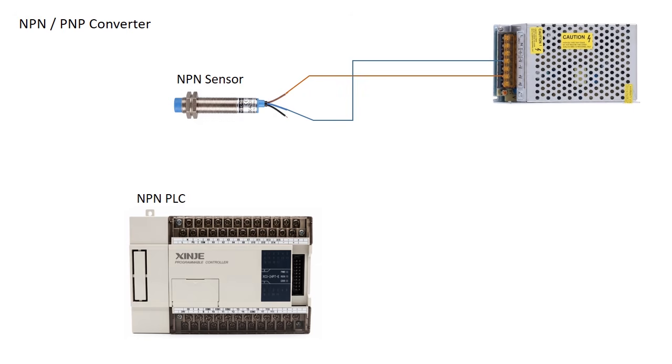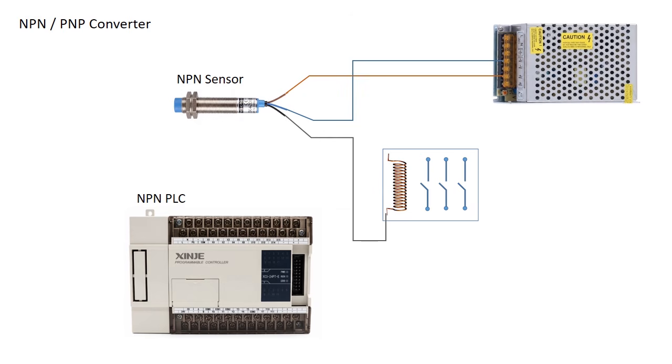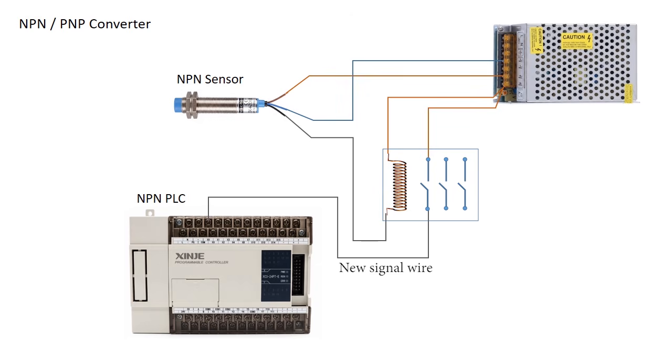In this method, do not connect the sensor signal wire directly to the PLC. Instead, connect the sensor output to the relay coil. The other side of the relay coil is connected to the 24-volt power supply. Then, connect 24 volt from the power supply to the relay's normally open contact. The other side of this contact is connected to the PLC input. This becomes your new signal wire.